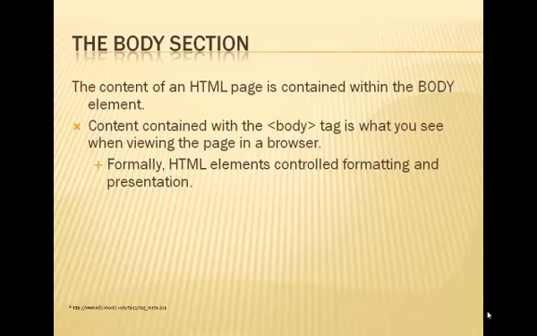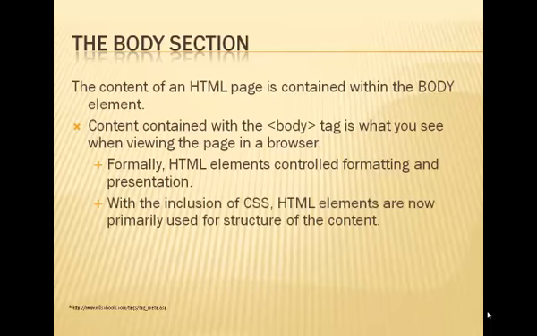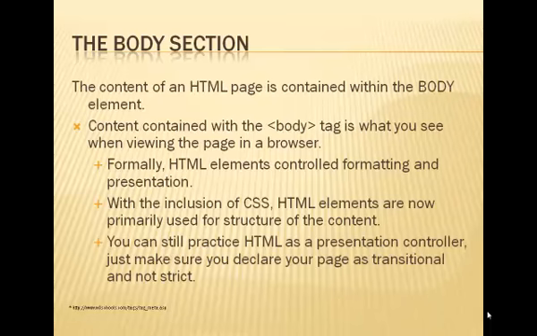And formerly, back in the day, HTML elements controlled formatting and presentation. So it did everything. It did the color of the text and the positioning of the text and also things such as table layout. Well, now we're going to get into this, but with the introduction and inclusion of cascading style sheets, which is known as CSS, HTML elements are now primarily used for the structure. So you're going to use your HTML tags to set up the structure of your document, and then your CSS is going to be used for formatting and presentation.